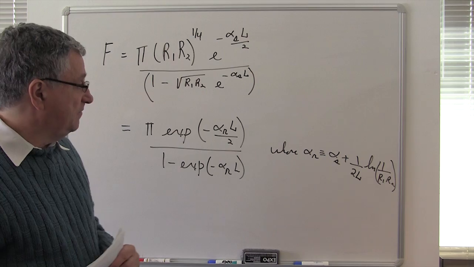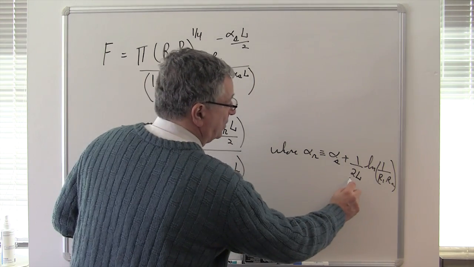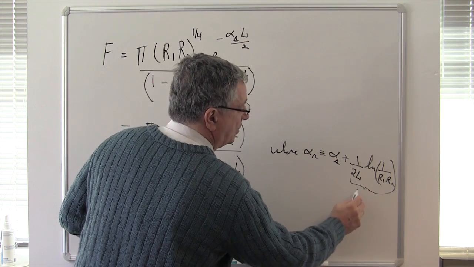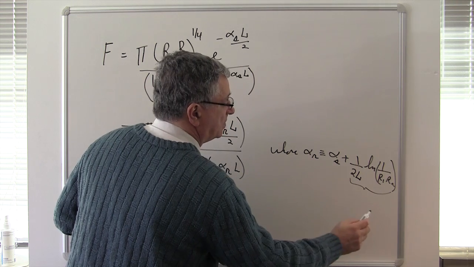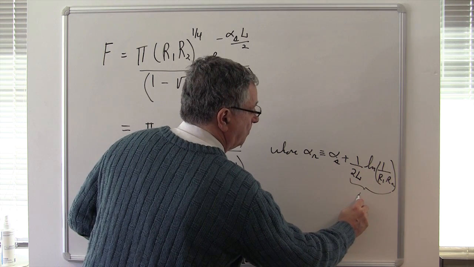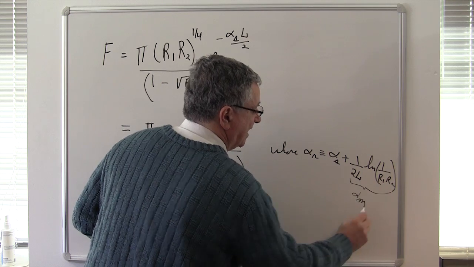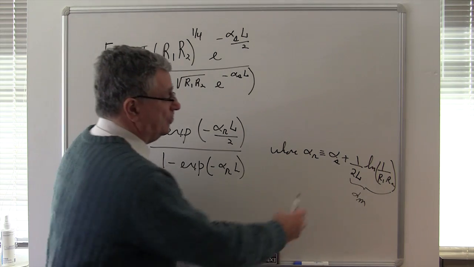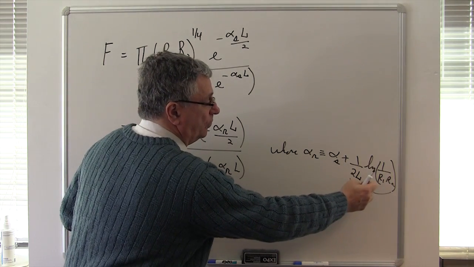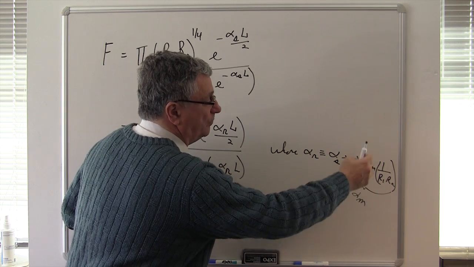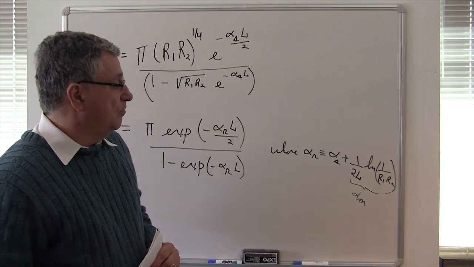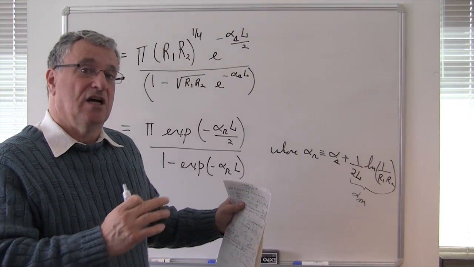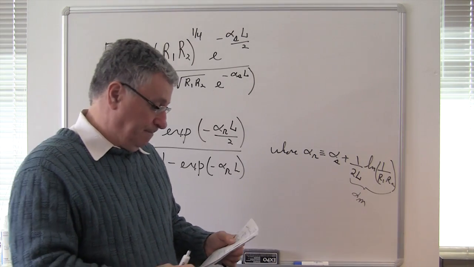So that's a justification, but here I just want to stress that this term is known as the distributed loss for the mirror, and you can think of it as alpha_mirrors. You can also write this as 1 over 2L ln of 1 over R1 plus 1 over 2L ln of 1 over R2. In this way, we distribute the loss of each of the mirrors over the whole cavity.